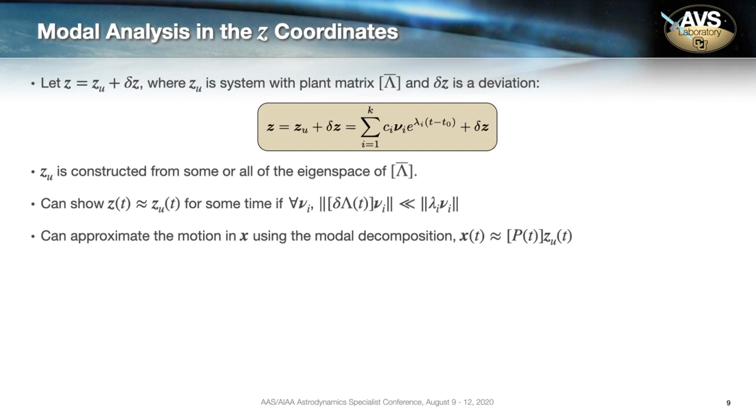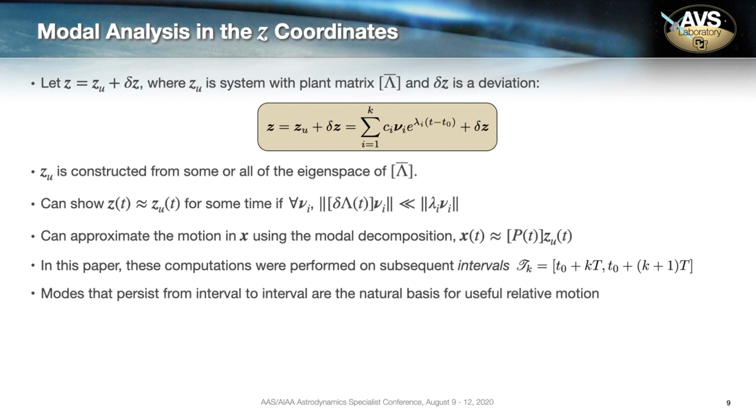if for all the chosen eigenvalues and eigenvectors used to make ZU, the deviations from delta lambda do not significantly disrupt the flow of the dynamics. And if this is satisfied, we can approximate the motion in X by a transformation from ZU for some time span. Thus, ZU enables the motion in X to be decomposed modally as well.